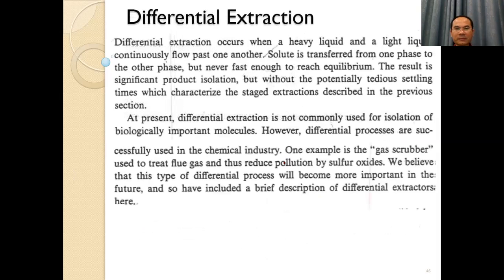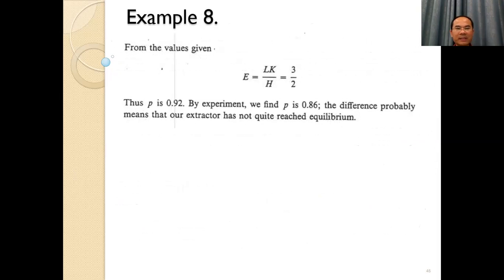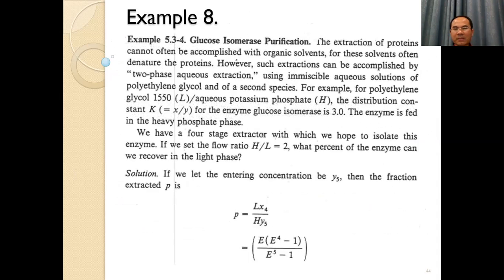Okay, for the last example for this lecture, we will talk about glucose isomerase. For this, we would like to extract the protein by organic solvent, but mostly the result is not good. But if you use pure organic solvent, we can separate pure protein. For that case, we use the aqueous two-phase system. We use the aqueous two-phase system using immiscible aqueous solutions of polyethylene glycol.